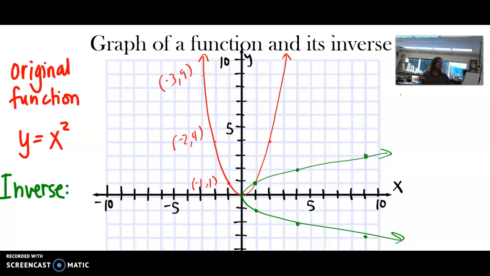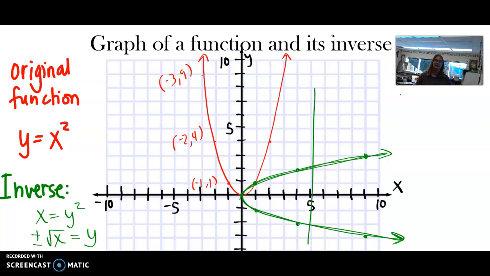So the inverse, when you interchange x and y to find the inverse, when I take the square root, I have to do plus or minus the square root of x. This top part up here is the positive square root of x. The bottom part is the negative square root of x. And if I look at this, my green graph is not a function because it doesn't pass the vertical line test. So the inverse of y equals x squared is actually an inverse relation, it's not an inverse function because it doesn't pass the vertical line test when you graph it.